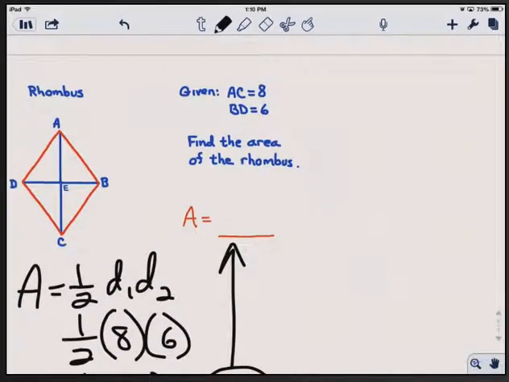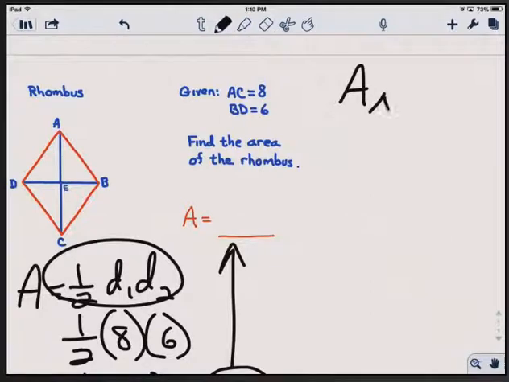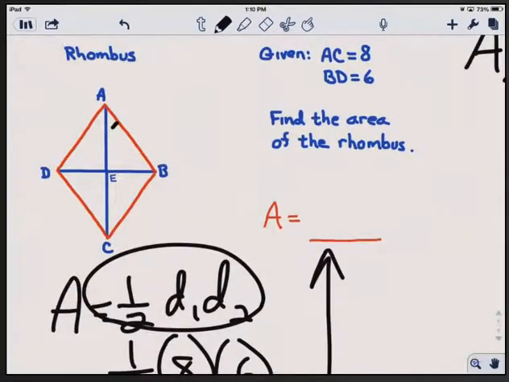So yes, that's the faster of the two ways of doing the problem, but it's more likely that you're not going to remember 1/2 the product of the two diagonals, as opposed to remembering that a triangle is 1/2 the base times the height. So I'm going to find the area of this triangle.